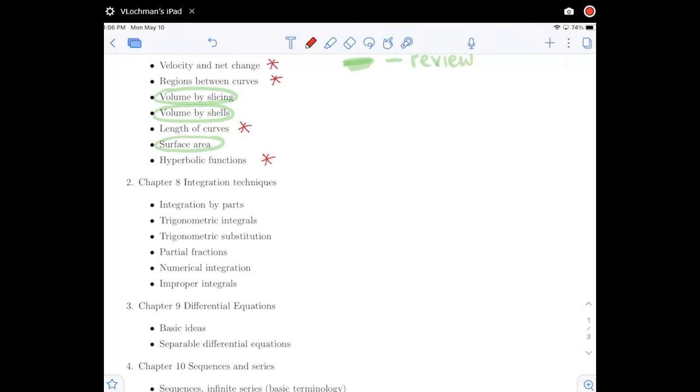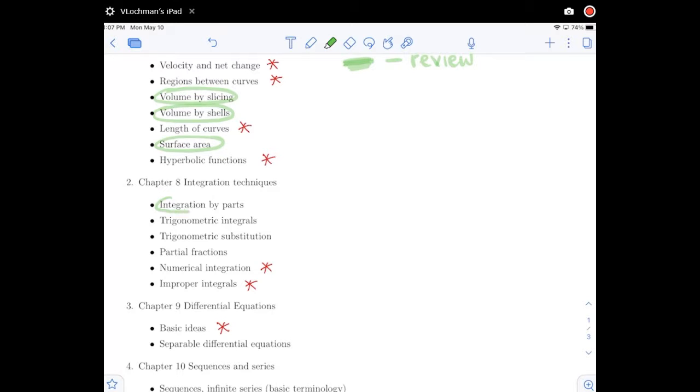First, I'm going to highlight the sections you can skip. Numerical integration, you can skip that one. Improper integration, you can skip that one. And basic ideas for differential equations, you can skip this one. Everything else we should absolutely review.